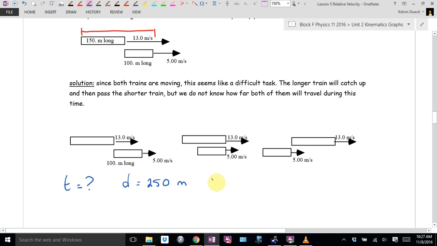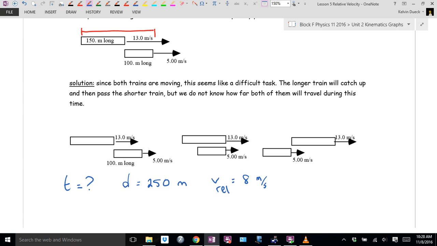I'd like to have a speed, but here's the key. Is there more than one object moving in this question? Are they moving at different speeds? This is a job for relative speed. What's the relative speed between these two objects? Check your math. 8. 8, yes? The difference in speed between them is 8. By the way, what if they're heading towards each other? Then I would add the two numbers. Okay? But in the same direction, subtract.